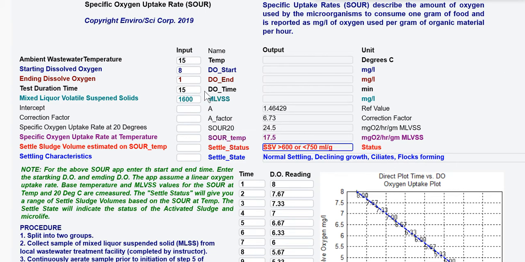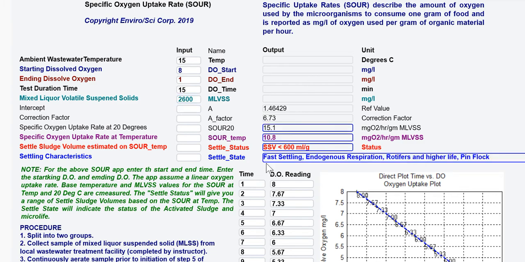Okay, if we change this value here to 2600 and solve it, you can see that the values were changed, but we have a higher mixed liquor solids, and it tells us that based on the specific oxygen uptake rate, we now have fast settling sludge, endogenous respiration, rotifers, higher life forms, and pinpoint floc. So with this application, you are able to get an indication of what you should be looking for in a settled sludge volume and the characteristics of the sludge based on the oxygen uptake rate.